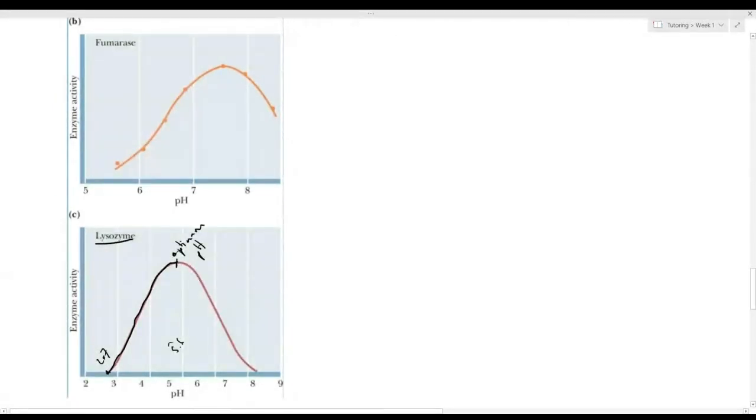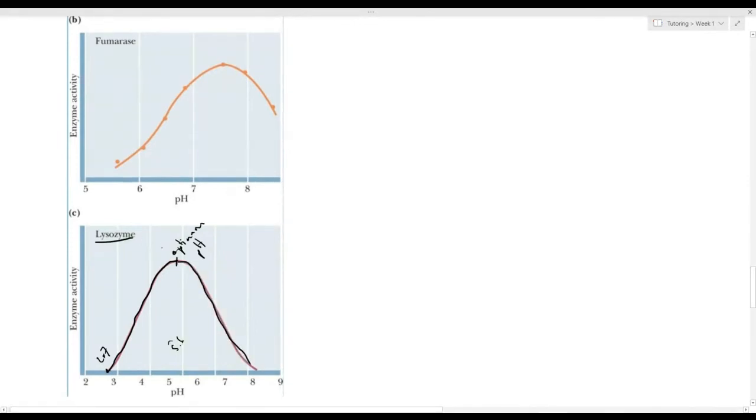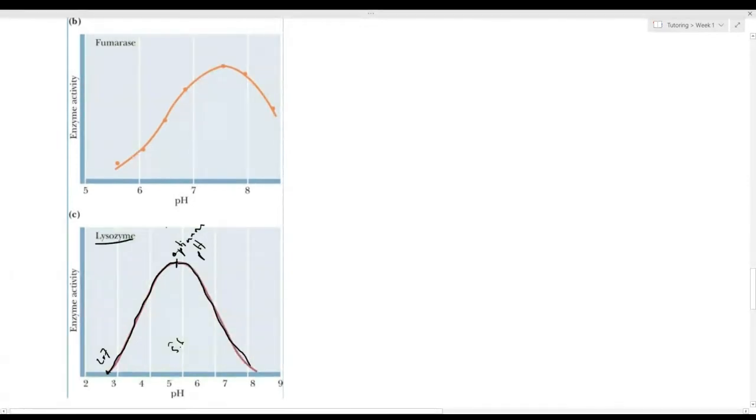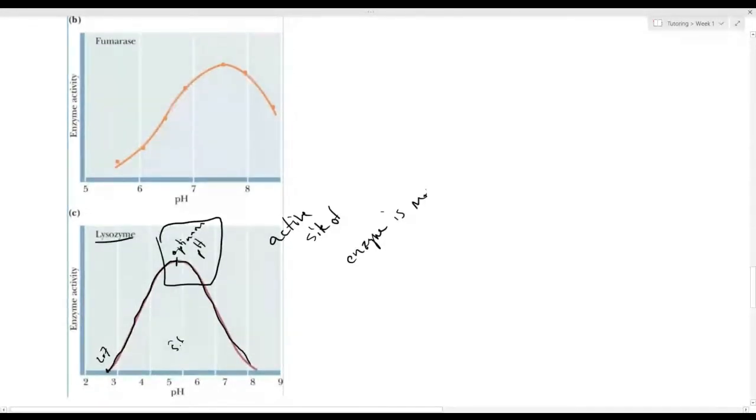And then it starts to get less effective. The reason for this is that at this point, the active site of the enzyme is most stable.